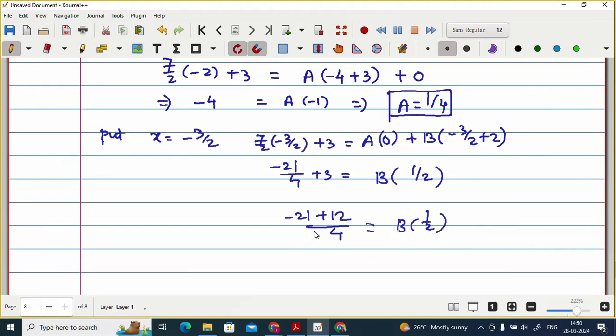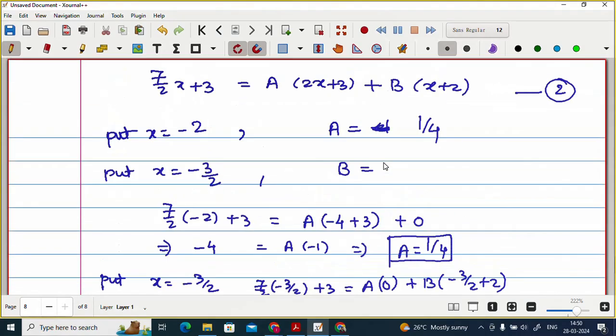So finally we'll have minus 21 plus 12, that is minus 9 by 4, equal to b into 1 by 2. So it implies b is equal to minus 9 by 2. Okay. Just check the calculations again.